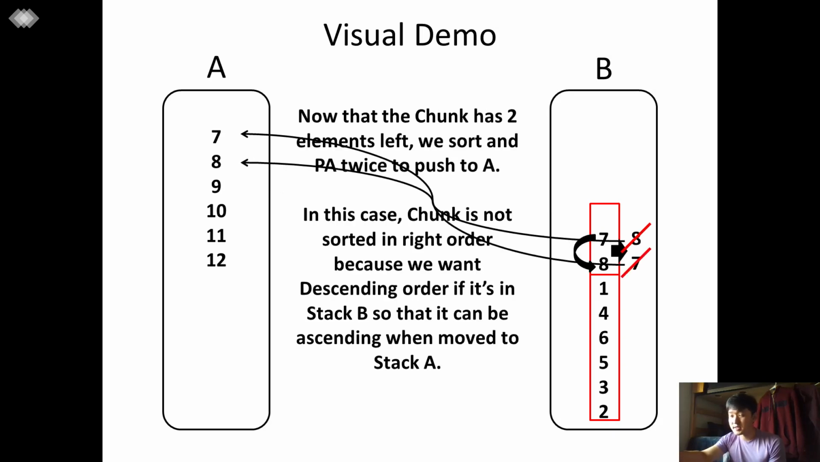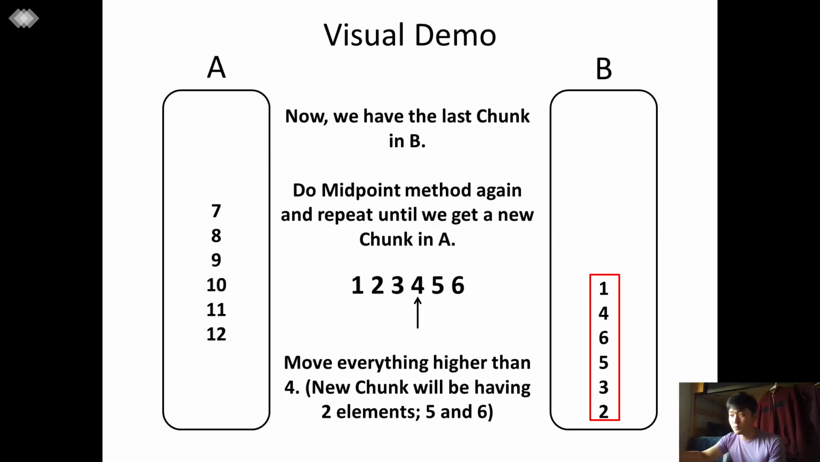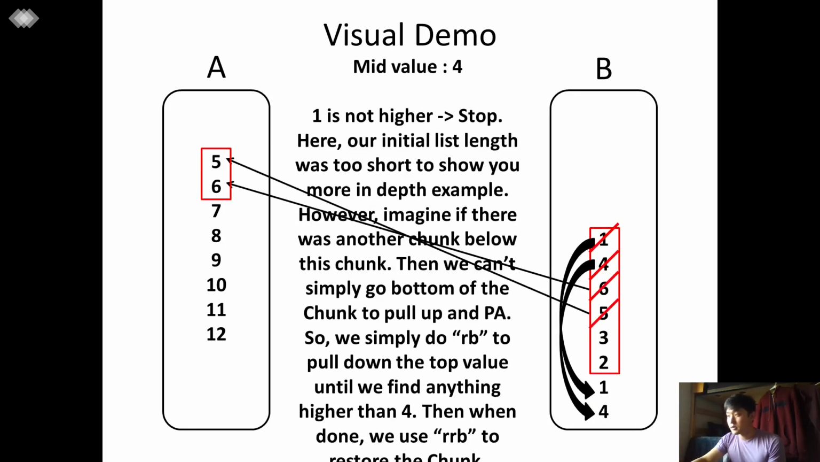In this case, it's ascending order, even though it's in stack B, so we use SB to swap that, and then 8, 7, we send that to A using PA. Now we go on to this last chunk, and we find the midpoint, which is 4, and then we send everything. So, but here, I wanted to just talk about this one thing.